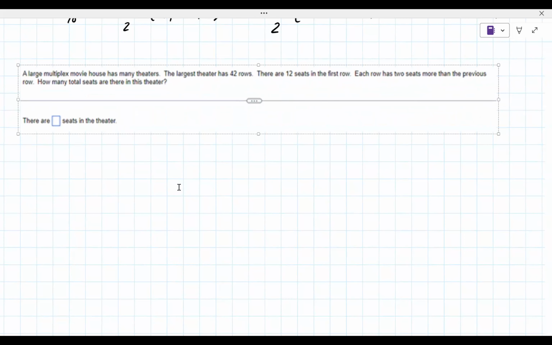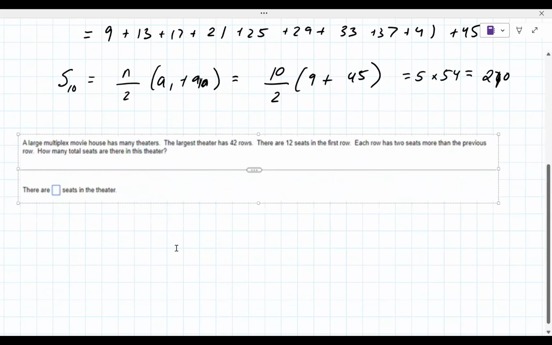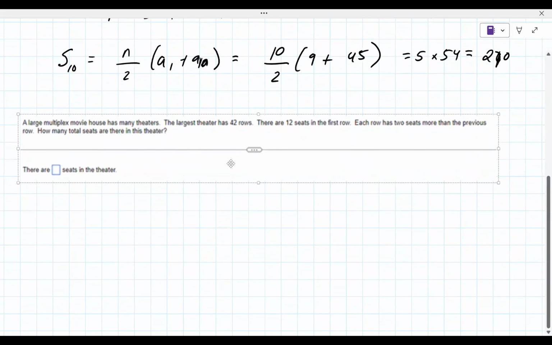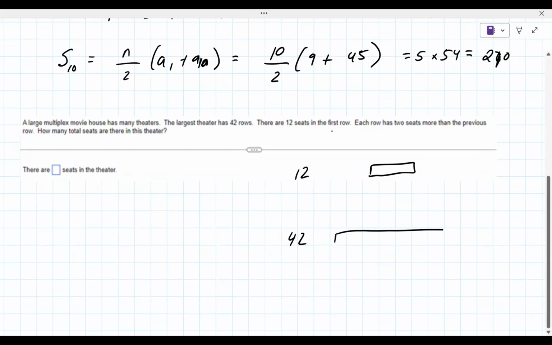Let me know when we can move on to the next one. We're good. Okay. A large multiplex movie house has many theaters. The largest theater has 42 rows. There are 12 seats in the first row. So you can start with a small picture. There's 12 there, and then there's 42 in the last. And it says each row has 2 seats more than the previous. So we know it goes up by 2 each time.